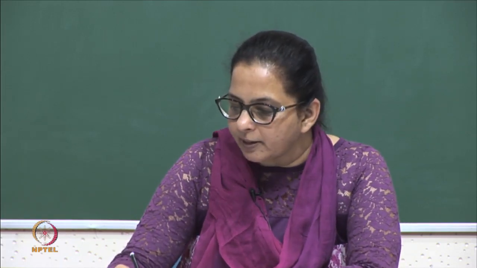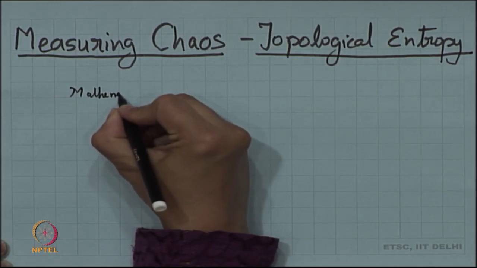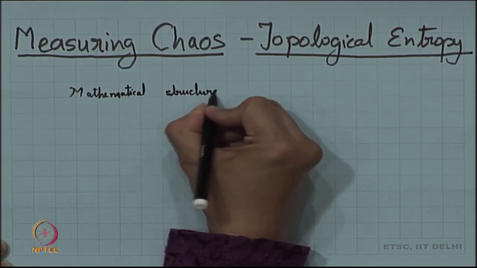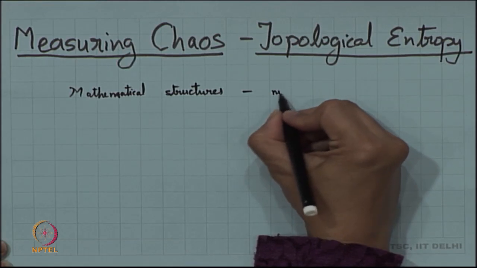Welcome, students. Today we will be looking into measuring chaos, and the quantity that measures chaos is topological entropy. Before we go into the motivation for studying topological entropy: for understanding any mathematical structure, it is very useful if we can attach some kind of numerical value to that structure. So, for example, say we want to study mathematical structures and we are attaching numerical values to them.